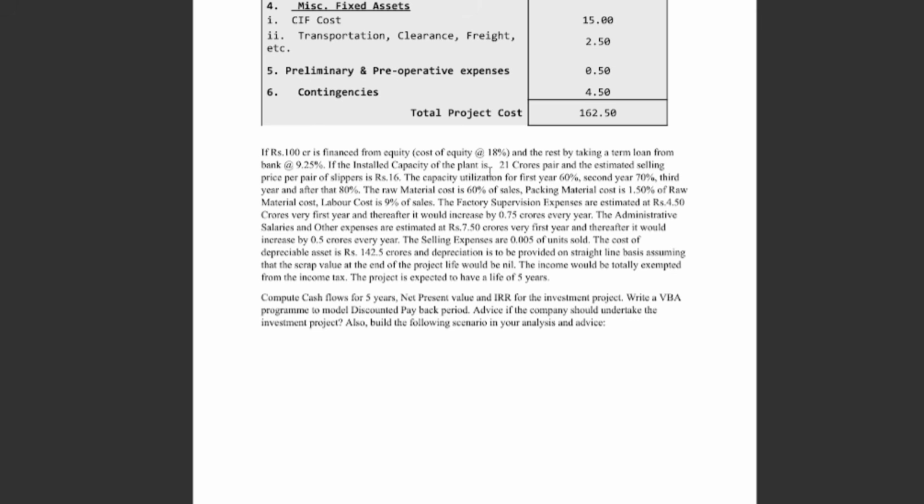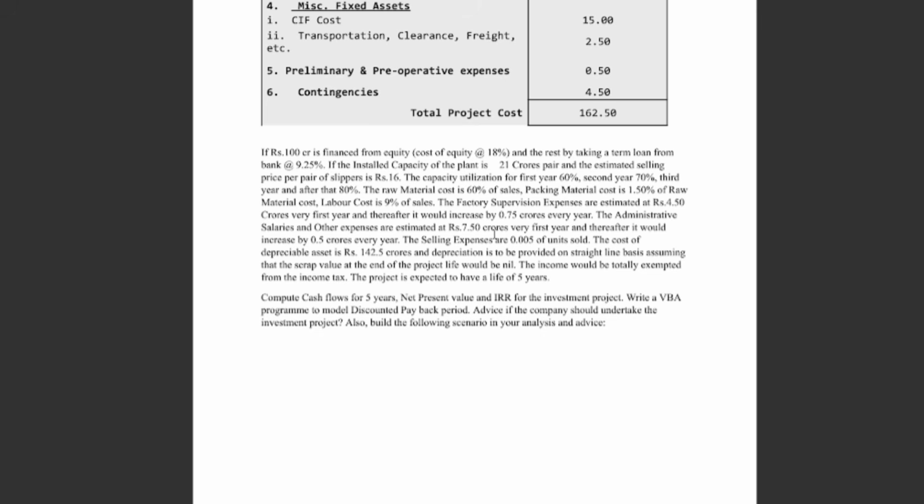The installed capacity of the plant is 21 crores pair and the estimated selling price per pair of slipper is rupees 16. The capacity utilization is 60% for the first year, 70% for the second year, and 80% for the third year and after that. The raw material cost is 60% of sales, packaging cost is 1.5% of raw material cost, labor is 9% of sales, and the factory supervision expenses are estimated as rupees 4.5 crores in the very first year, and thereafter it would increase by 0.75 crores every year.